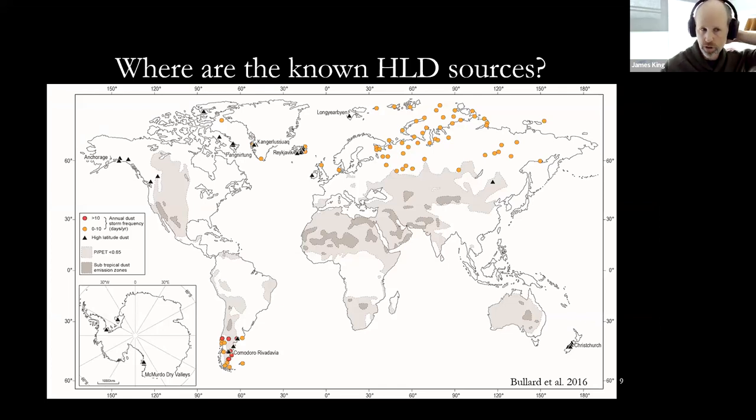This is the Bullard paper in 2016 that took a kind of summary approach. There are a couple of categories here of dust sources. The black triangles are actual places where dust events have been located through remote sensing or field studies. And the yellow circles are pulled from a paper by Engelschotter that used WMO codes to basically look at dust blowing and things like that.